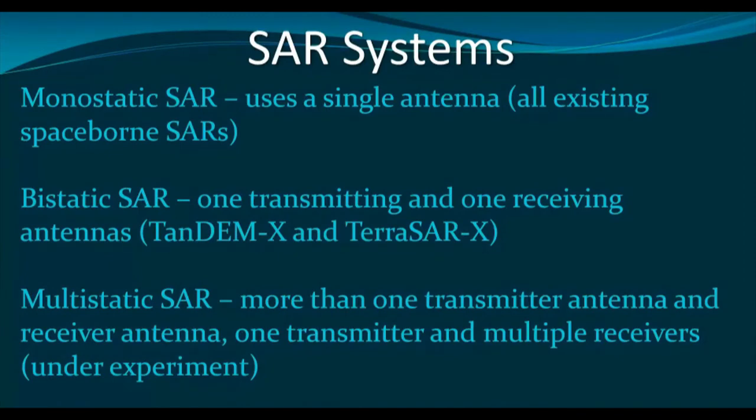And all of the modern spaceborne synthetic aperture radars are actually monostatic. They are not bistatic or multistatic. However, bistatic synthetic aperture radars are also there. What does it mean by bistatic? Bistatic means one antenna will transmit energy and a different antenna will receive the energy.